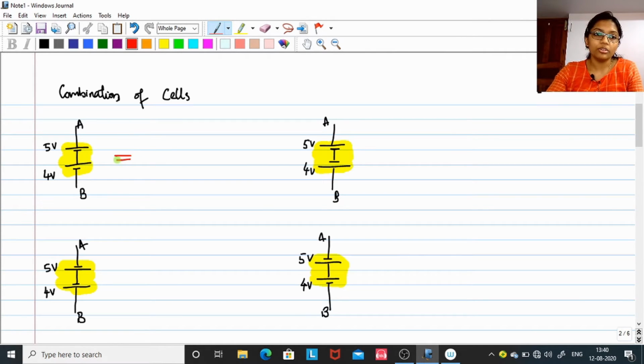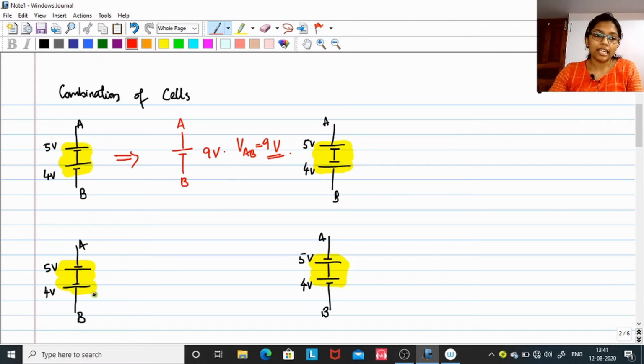Let us see how to simplify this. When you have different polarities connected together, you just need to add them up. Like 5 volt and 4 volt, here both are having different polarities. The junction has the negative polarity of 5 volt and positive polarity of 4 volt. So please add them up. That is 5 plus 4, 9 volt. Also, you have to follow the same polarity, that is positive connected to A and negative connected to B. So your VAB will be 9 volt, positive 9 volt.